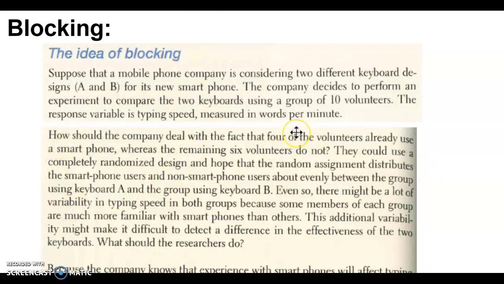So you can block on gender, you could block on race, you could block on age, all kinds of different things. Sports that you play, you could block all certain teams together and then study each of those teams.